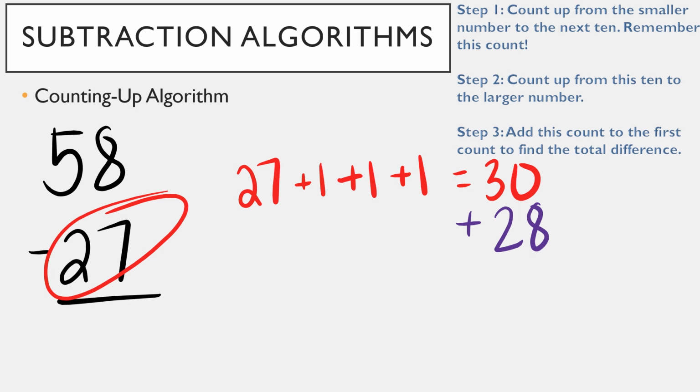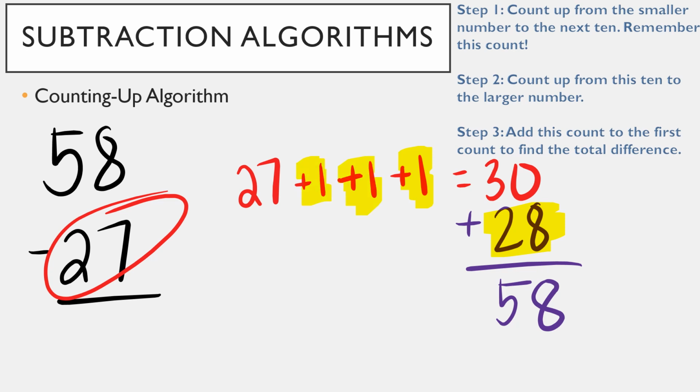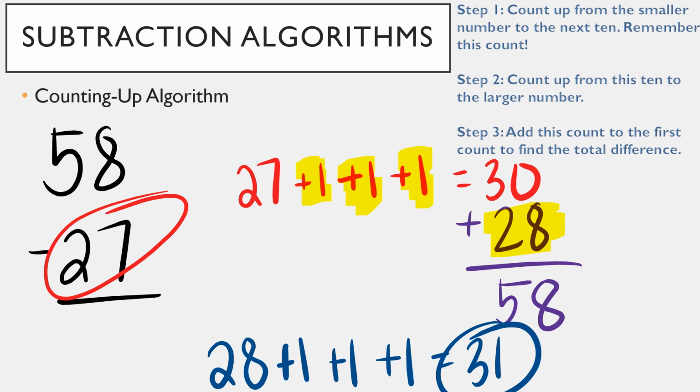And then step 3 says add this count to the first count to find the total difference. So add 28 to our first count, 1, 2, 3. 28 plus 1 is 29, plus another one is 30, plus another one is 31. I feel like I made that sound a little more complicated than it was, but hopefully the visual helped you see that it was pretty simple.